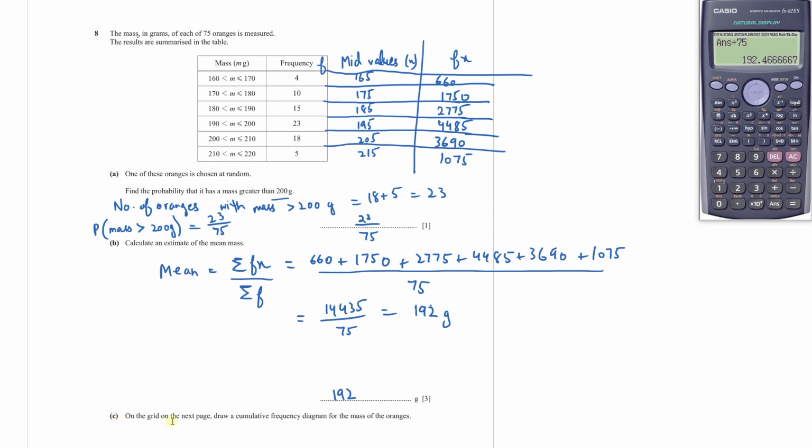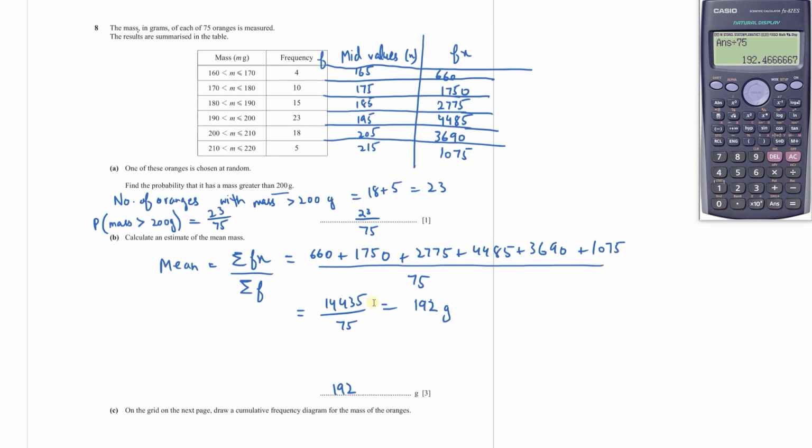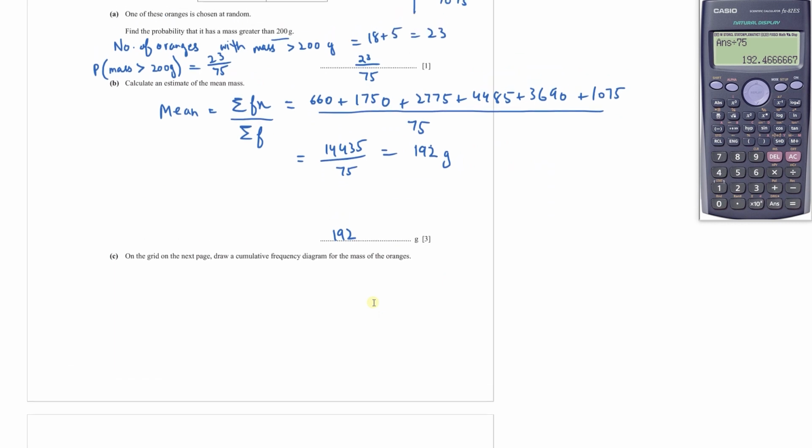Part C is on the grid on the next page, draw a cumulative frequency diagram for the mass of oranges. So let me redraw this table here. So you have mass, frequency, and then you need cumulative frequency now. Cumulative frequency column as well.